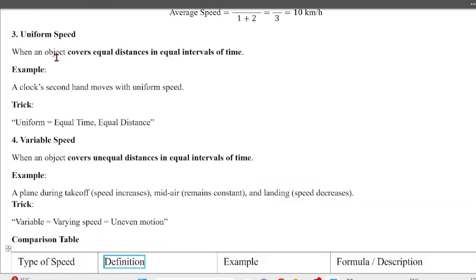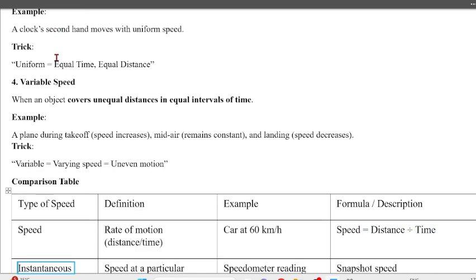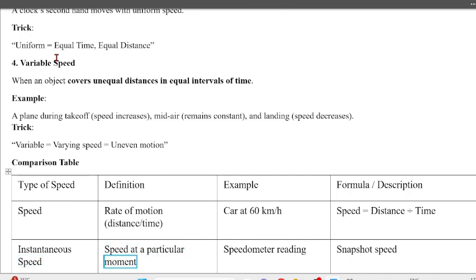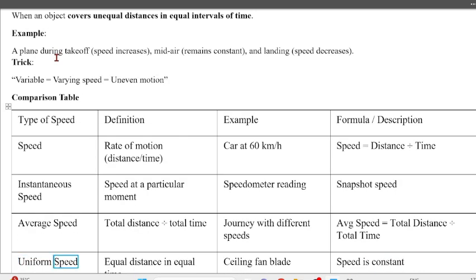Type of speed, definition, example, formula. Speed: rate of motion, distance over time, for example a car at 60 km per hour. Instantaneous speed: speed at a particular moment, like a speedometer reading, a snapshot speed. Average speed: total distance divided by total time, for a journey with different speeds. Uniform speed: equal distance in equal time, like a ceiling fan blade with constant speed.